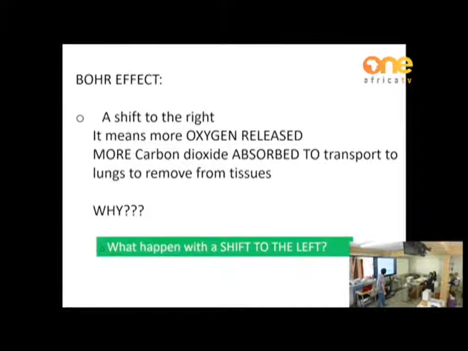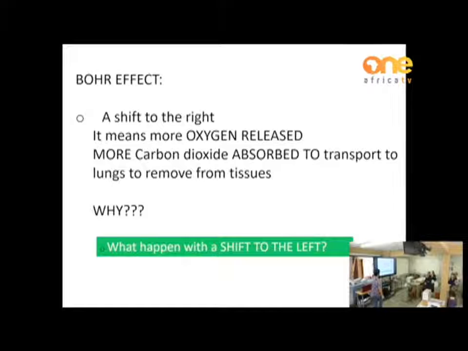Now, ask me that curve. How can I get to a higher pH in the body? A shift to the right. Now remember, a shift to the right means more oxygen was released, more carbon dioxide absorbed to transport to the lungs to remove the carbon dioxide.